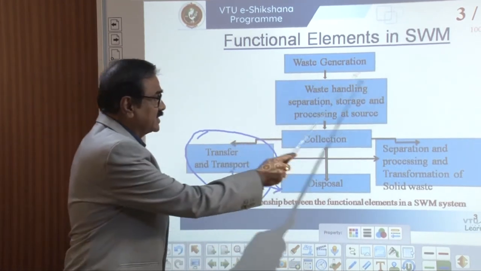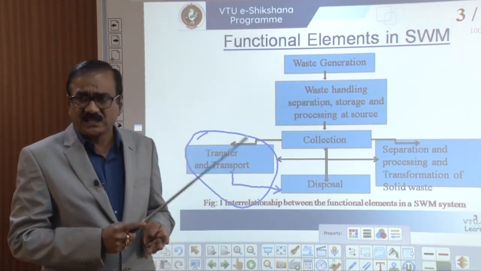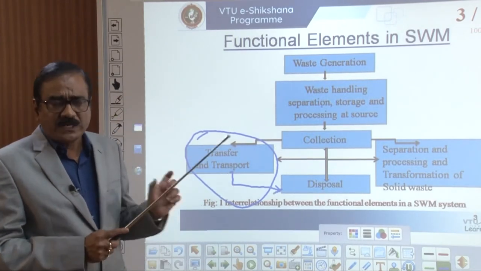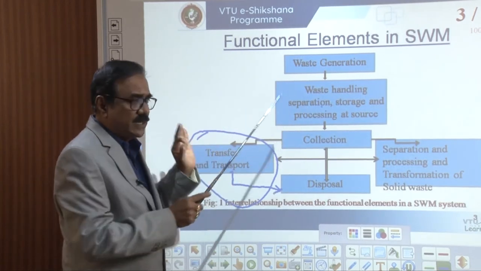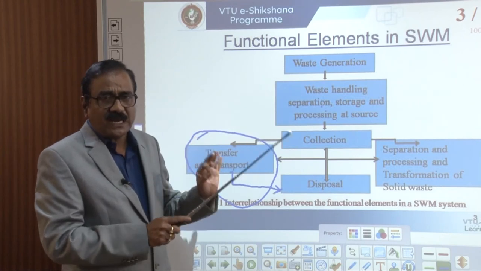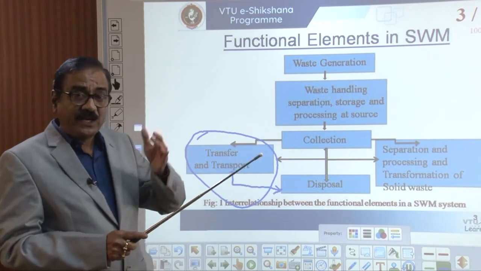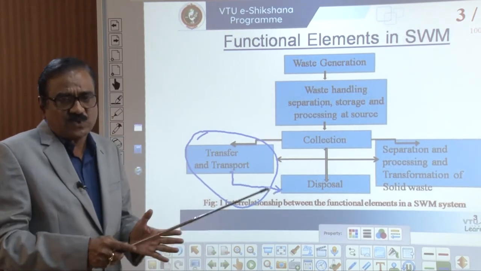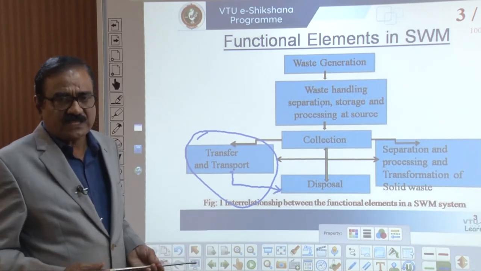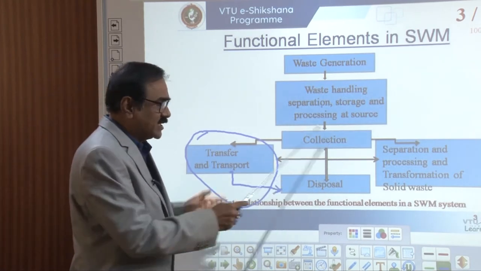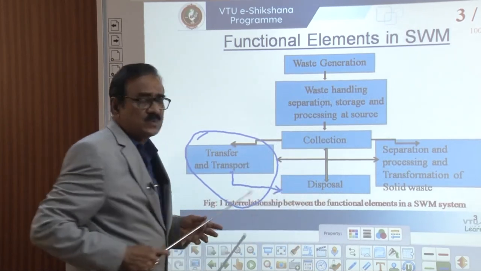So these six are the most important functional elements. First, waste generation, I repeat, the quantity and the rate at which it is generated. Second functional element, handle the waste at the source itself, at the individual house level or individual institute level. As much as possible, separate whatever is possible so that further processing becomes easy. And the collection, then transfer, or directly we can send it to segregation.